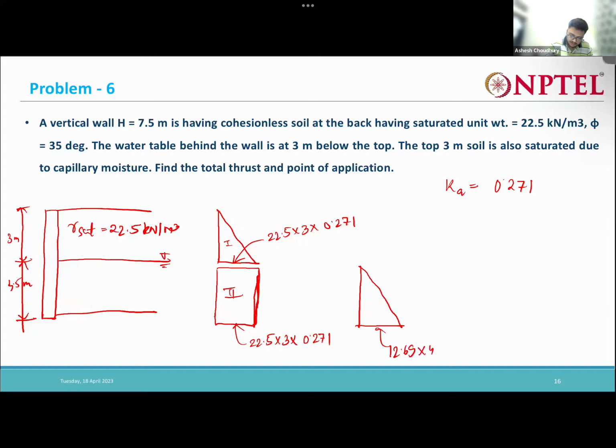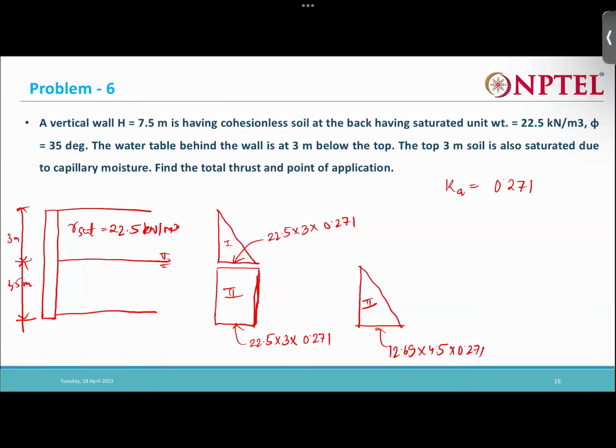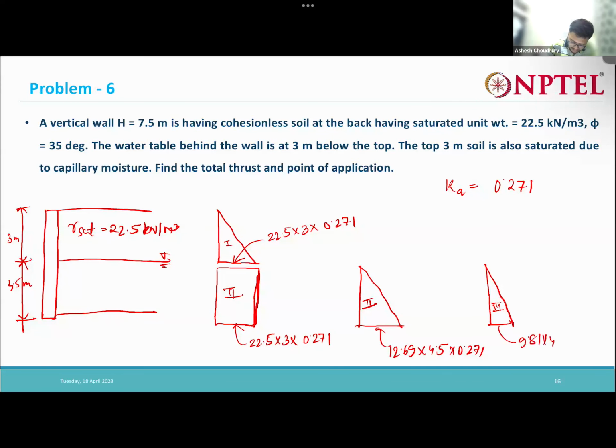12.69 into 4.5 into 0. Okay. Now, due to the water, we will be having this positive part, 9.81 into 4.5. And in the upper portion, this negative part is there. This negative value is also not the same, 9.81 into 3.